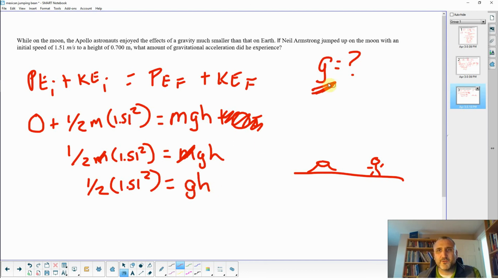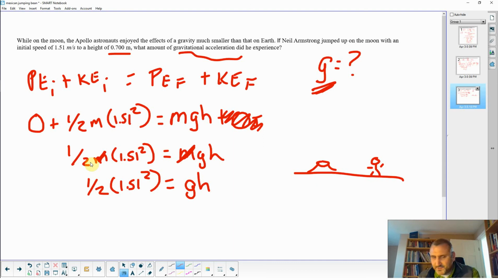Remember, I'm looking for g because we're looking for the gravitational acceleration. I hope they give me a height. And I hope that you see here, they do give us a height. So why don't you pause it here and let's see if we can get to the same answer. I'll give you a second to pause it and then come back to me.